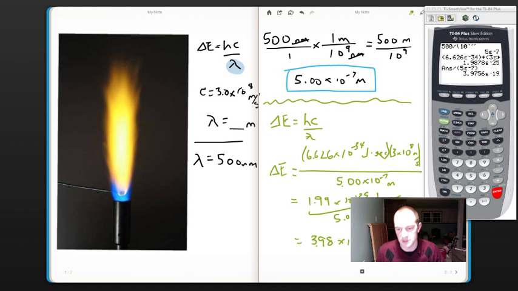So when you take a look at this, remember there are a couple things we had to keep in mind. First of all, we had to make sure we had unit agreement, so our wavelength matched our speed of light, so they both had to be in meters. Once we had that set up, it was just simply substitute and solve. Planck's constant is always going to be 6.626 times 10 to the negative 34th, and I'll always give that to you on a test.